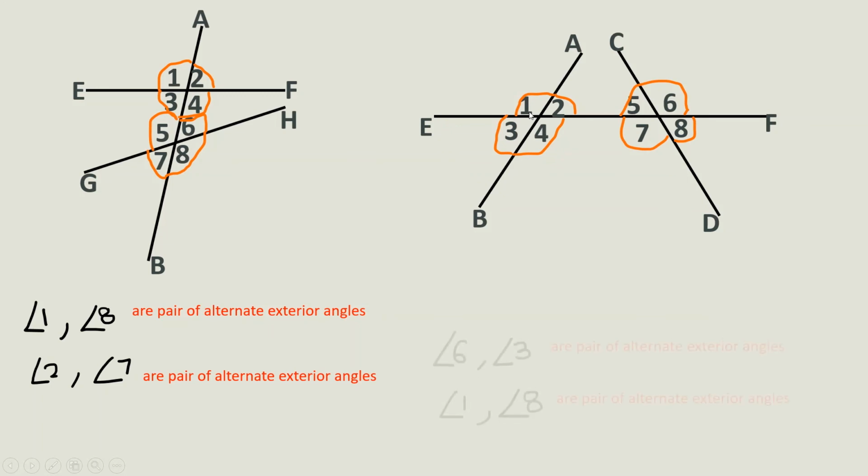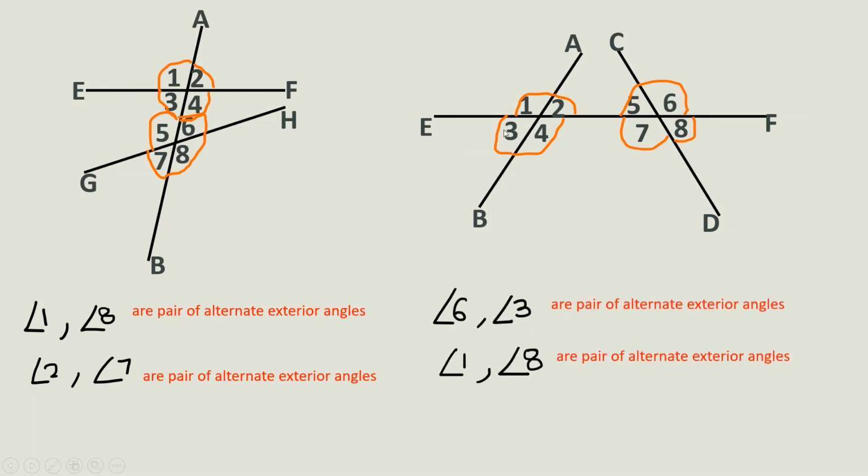Here, angle 6 and angle 3 are a pair of alternate exterior angles, and angle 1 and angle 8 are also a pair of alternate exterior angles because they are both outside of the two lines and opposite of the transversal line. And alternate exterior angles will not be equal.